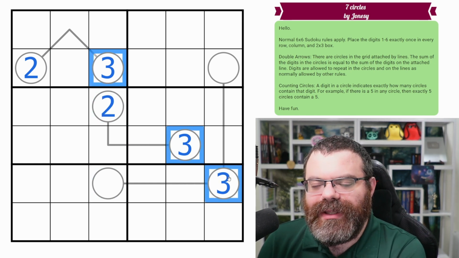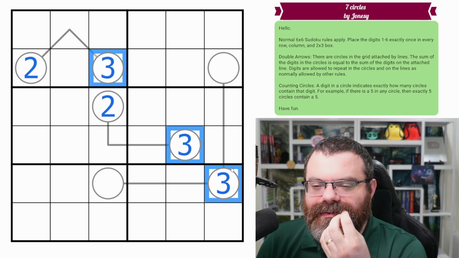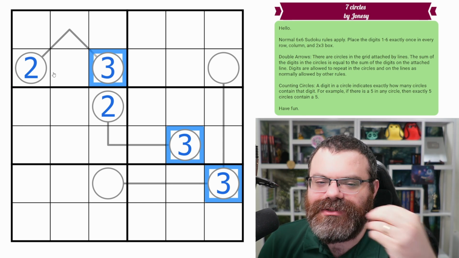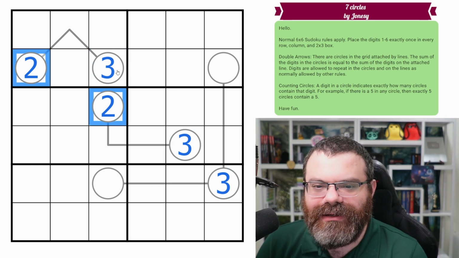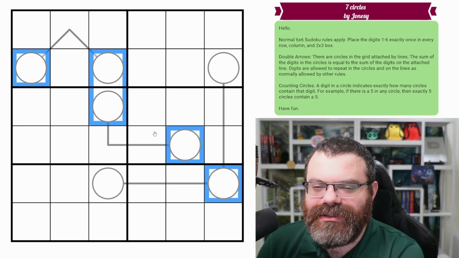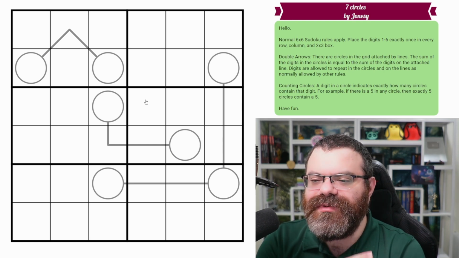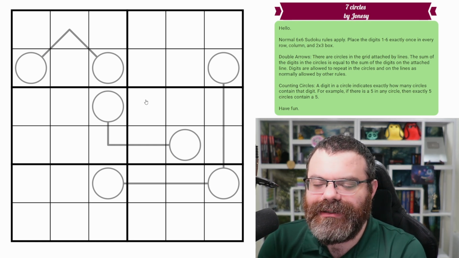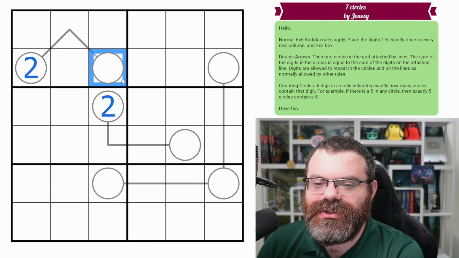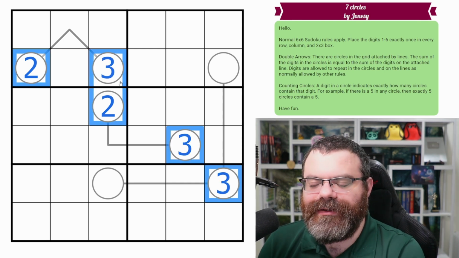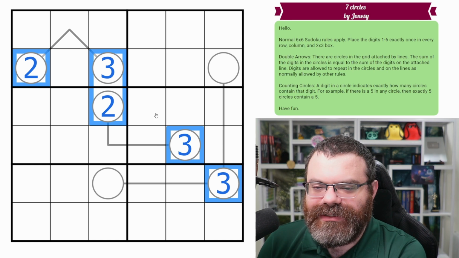The 3 counts 3 of the circles. The 2 counts 2 of the circles, right? So if a digit appears in a circle, it uses up that many circles. We have 7 circles, so the unique digits will add to 7, right? When I put the 2 2s and the 3 3s in there, that took up 5 cells, 2 plus 3. Took up 5 of the circles.